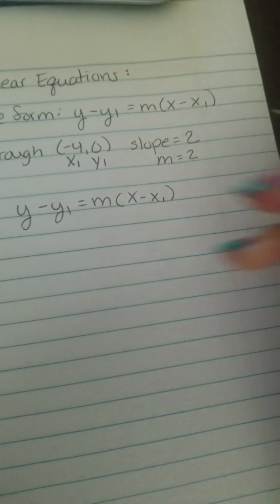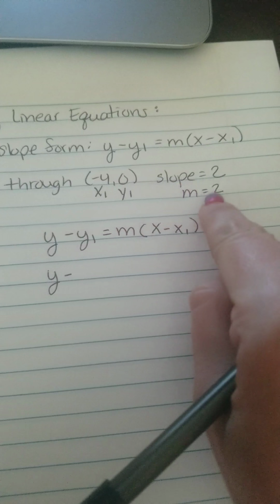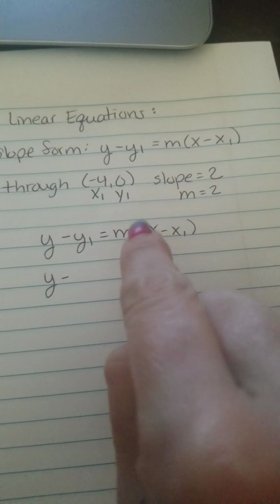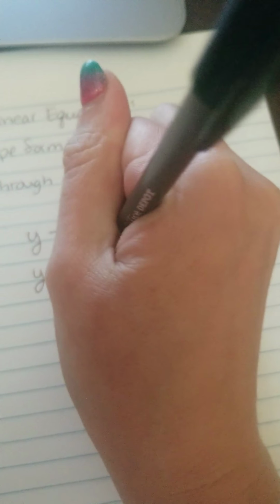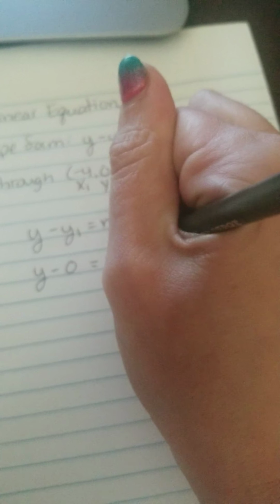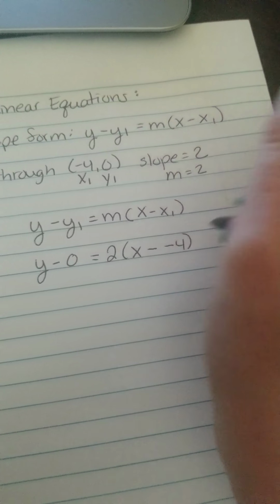Okay, so my form is y minus y1 equals m times x minus x1. So I don't know what y is. That's not any of my options. I have x1, y1, and m. So those are the only things that I can replace within this problem. So y1 is 0, m is 2, x stays the same, and x1 is -4.